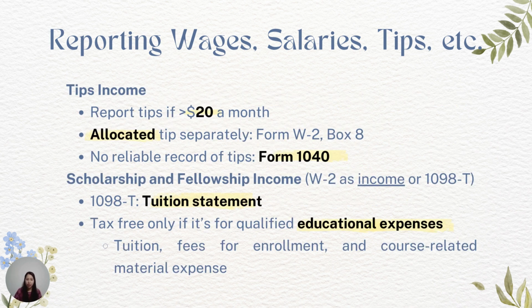Some other forms of income that will be reported on these documents include tip income, and tips must be reported on the tax return if they're more than $20 a month. Allocated tips are when an employer allocates tips amongst its employees so that each tip is fairly distributed between all the employees that work, and those will usually be found in Box 8 of the W-2. So make sure to check those when you're filling out the tax return, because you will have to report that on the 1040 when you prepare the return.